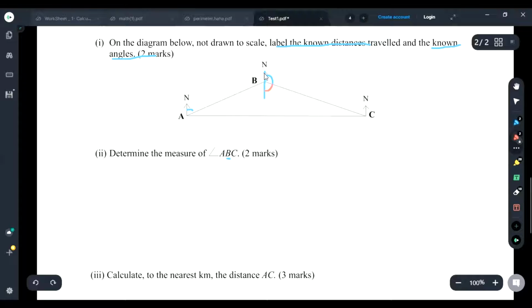And because we drew this line down, I think you'll be able to see that you have some kind of relationship going on here. What's that relationship called? Alternate angles. And so I'm sure you'll be able to find this angle as well. And when you add those two angles together, you'll definitely have the angle for B.